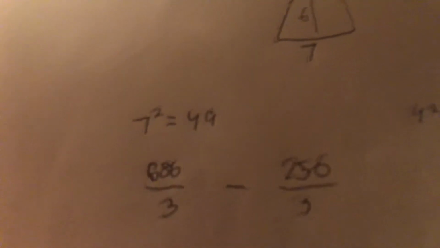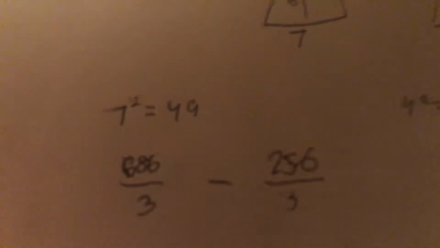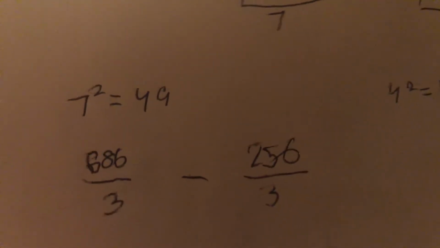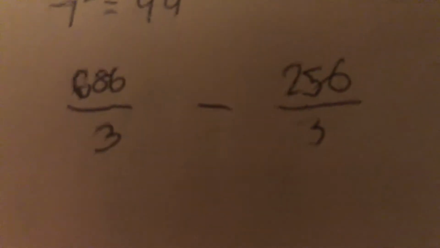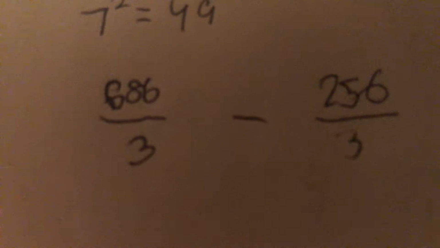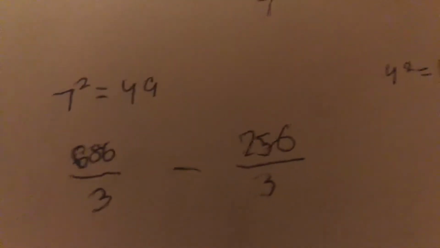But what we can do that people don't often realize is we can actually just forget about the denominators because we have common denominators, and we can just subtract these two. This is basic subtracting of fractions. And 686 minus 256 is just going to be 430. Now 430 over 3, if you wanted the answer as an improper fraction, 430 over 3 would be your correct answer.